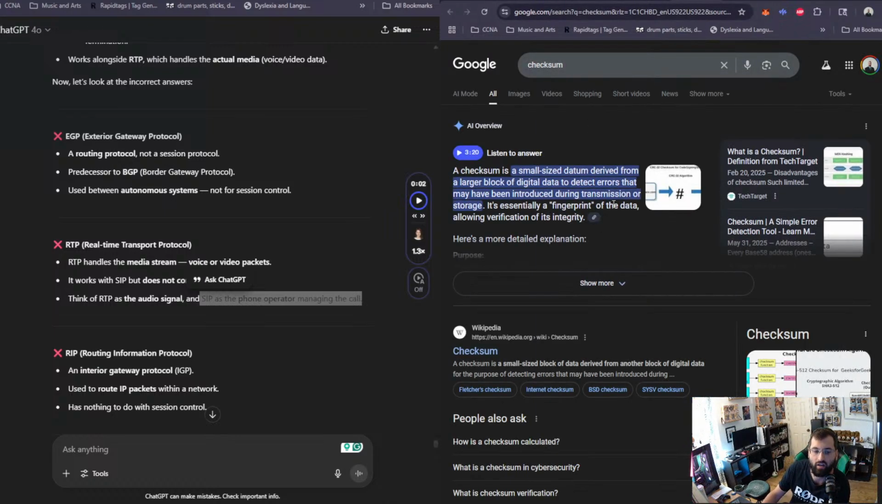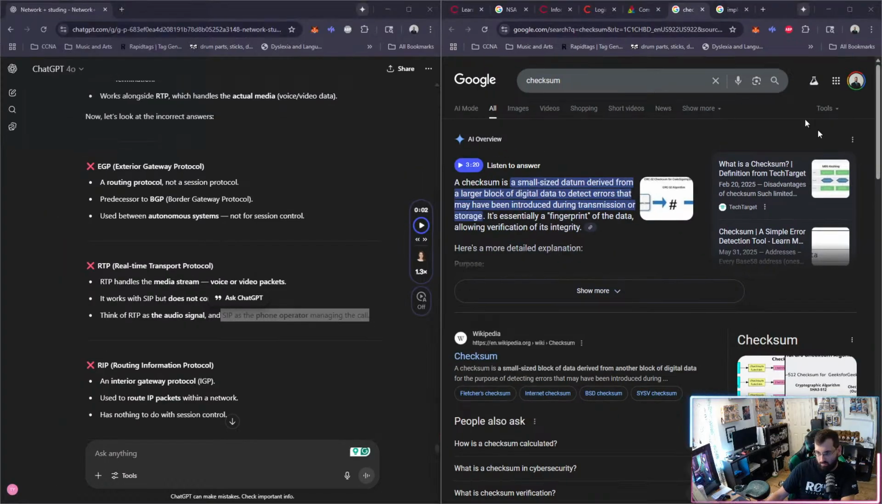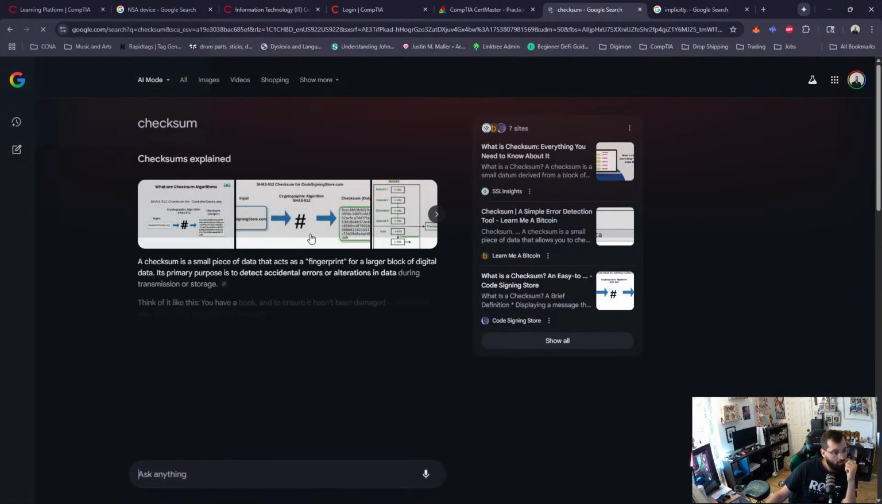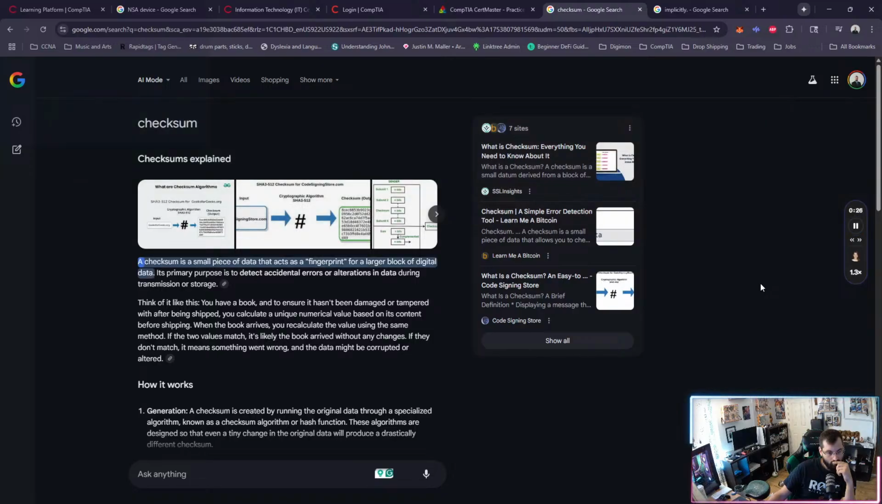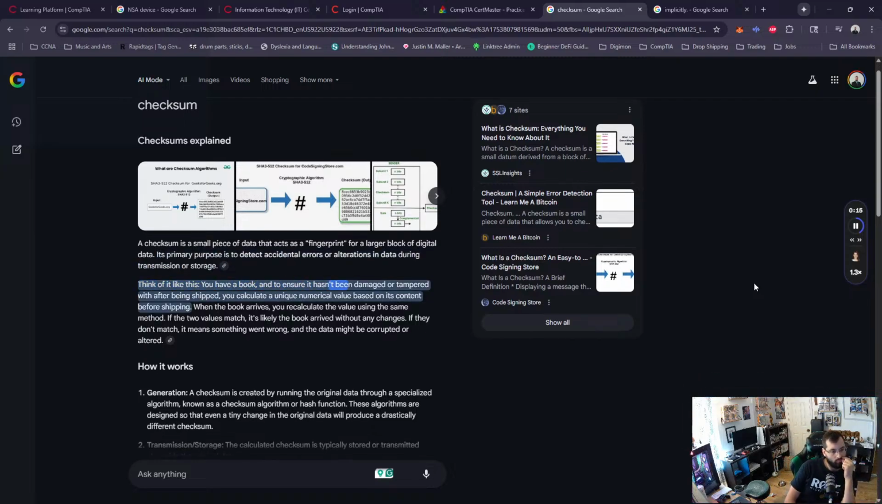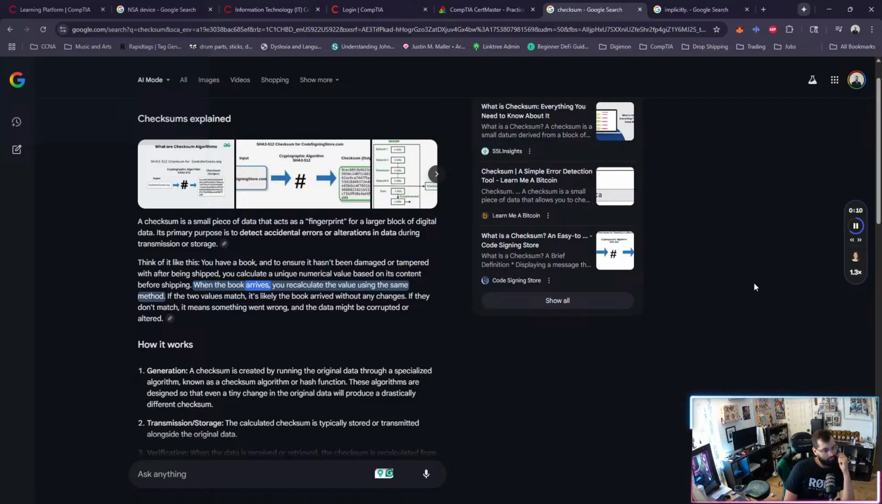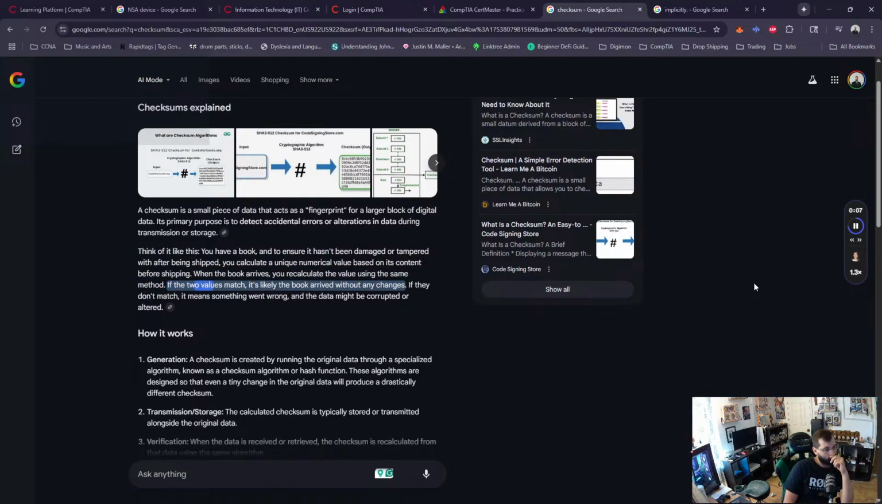A checksum is a small piece of data that acts as a fingerprint for a larger block of digital data. Its primary purpose is to detect accidental errors or alterations in data during transmission or storage. Think of it like this. You have a book, and to ensure it hasn't been damaged or tampered with after being shipped, you calculate a unique numerical value based on its content before shipping. When the book arrives, you recalculate the value using the same method. If the two values match, it's likely the book arrived without any changes. If they don't match, it means something went wrong, and the data might be corrupted or altered.